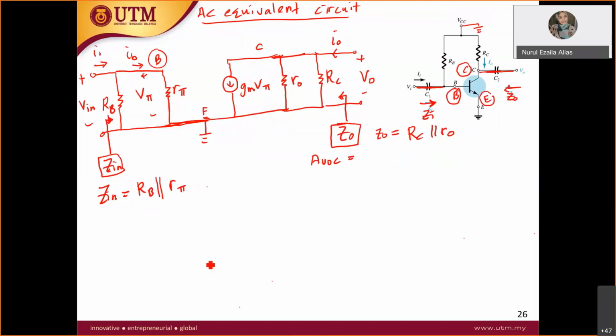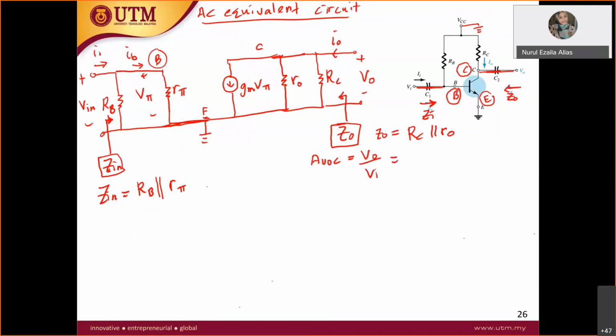Usually it would be a closed circuit where you have RL over here, but now let it be open. There is no load resistor here. Therefore, we use AVOC, the voltage gain at open circuit. So we know that voltage gain is equal to V out over V in.